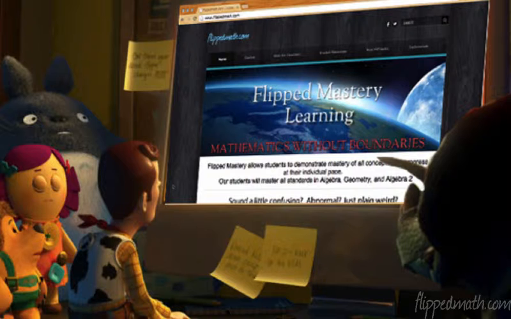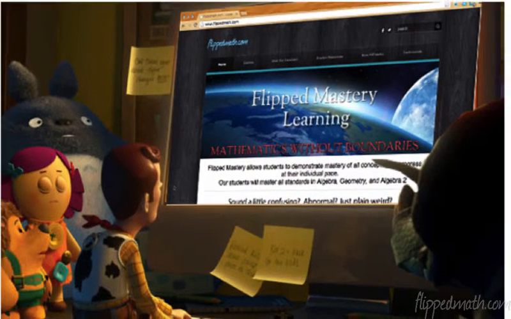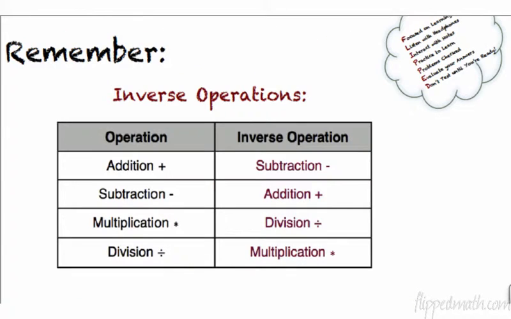Hey, algebra buddies. You've got Unit 3, Section 2. We're solving two-step equations here. Remember the inverse operations we talked about before? It's how you undo your equations. It's how you solve. You work it backwards.